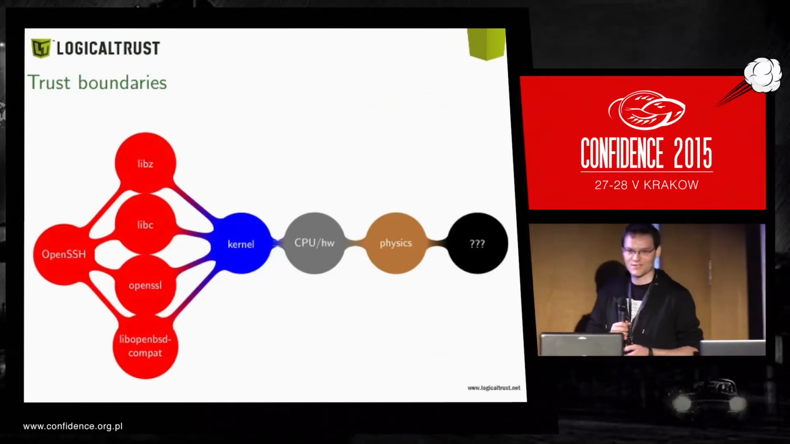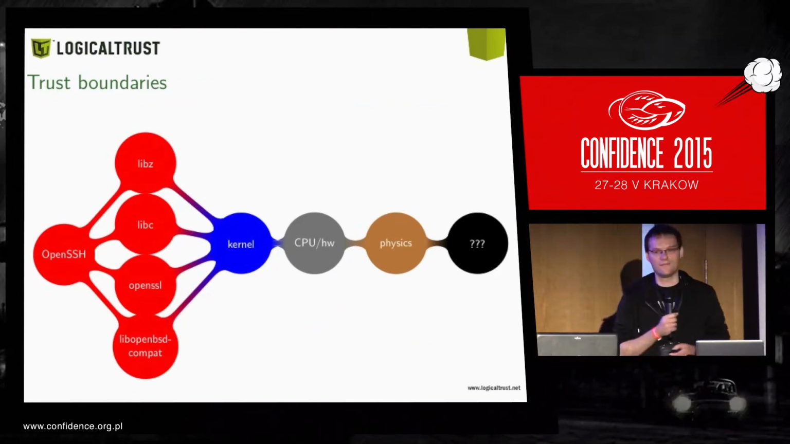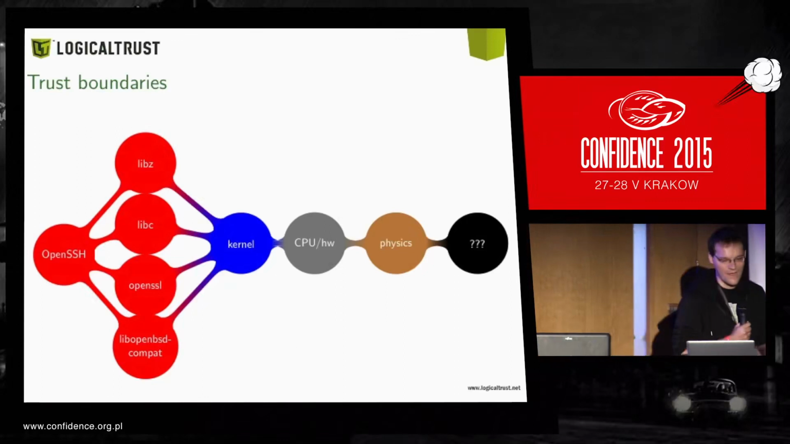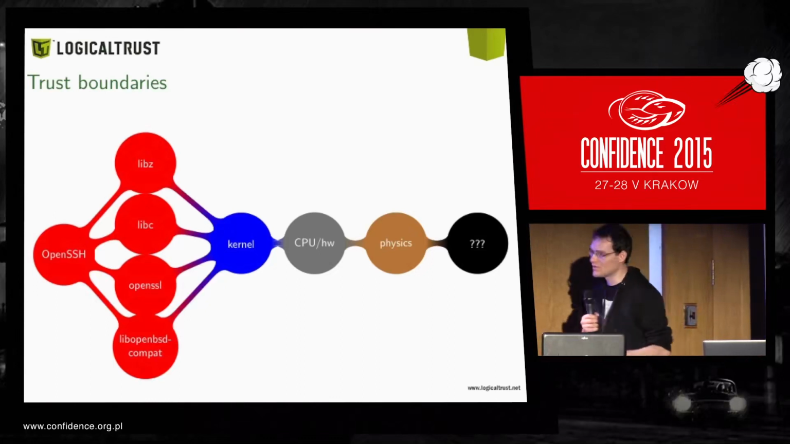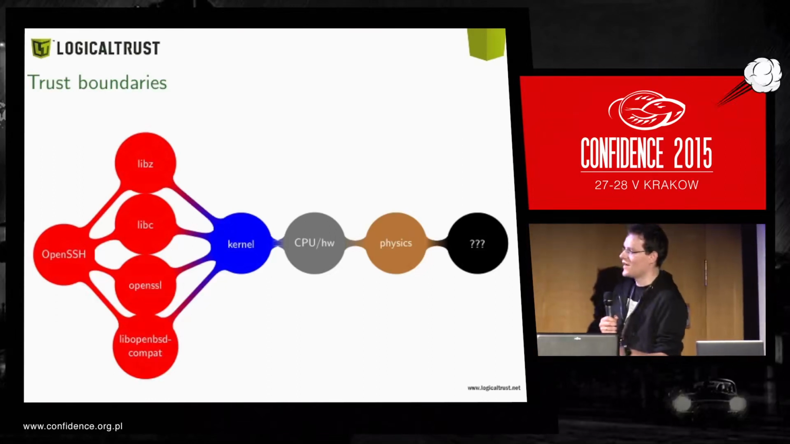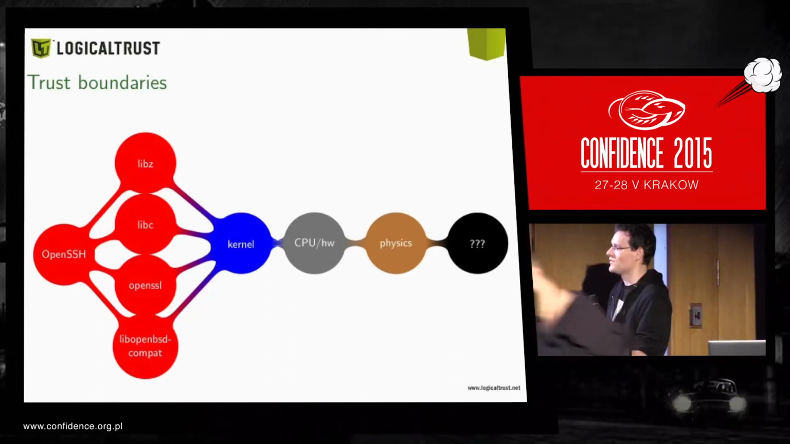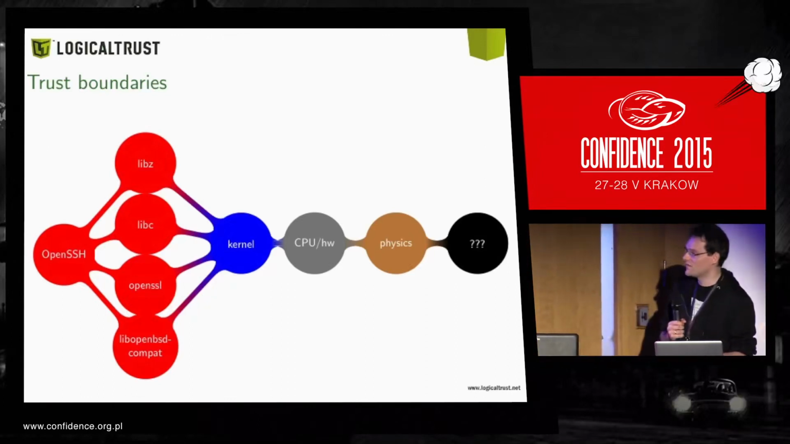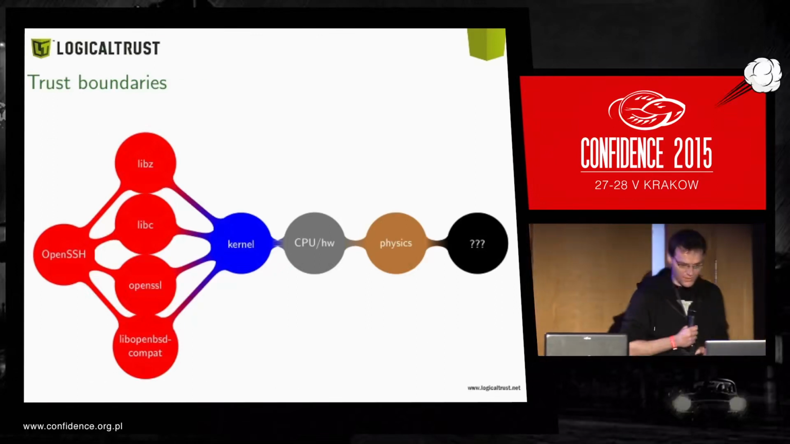So trust boundaries, here we go. Here are the trust boundaries, and here is a graph where I factored the computing environment into prime elements. And here we have some boundaries between the elements. So in the modern world, we have a binary, which is linked in a dynamic or static way to some libraries. Then we have the kernel, CPU, other hardware, physics, and who knows what is behind that.